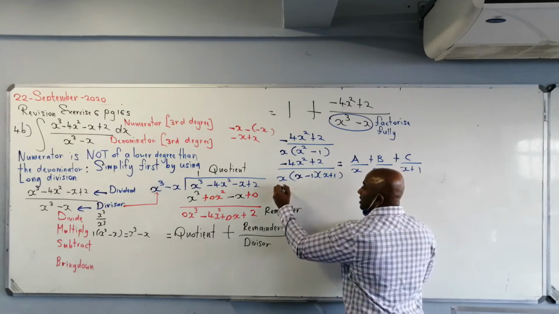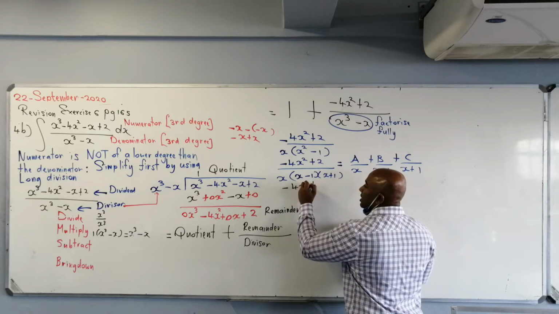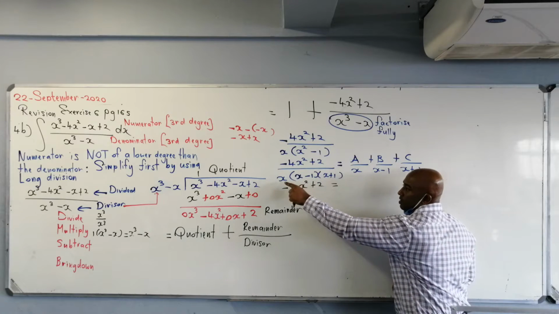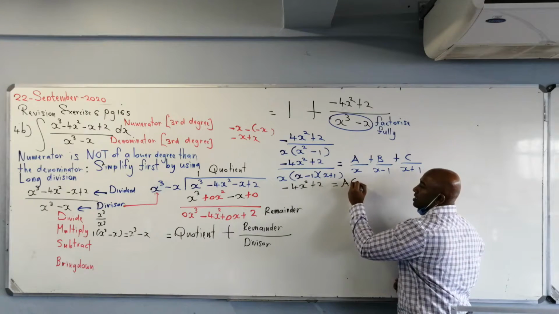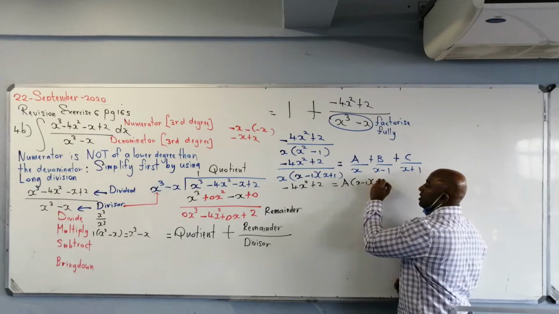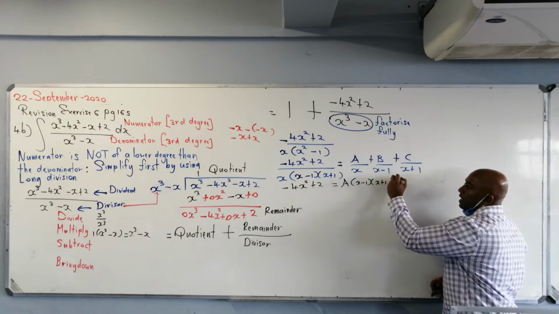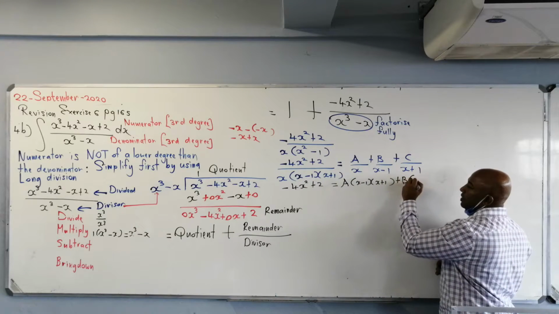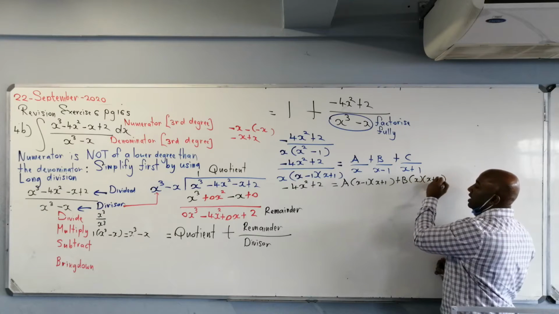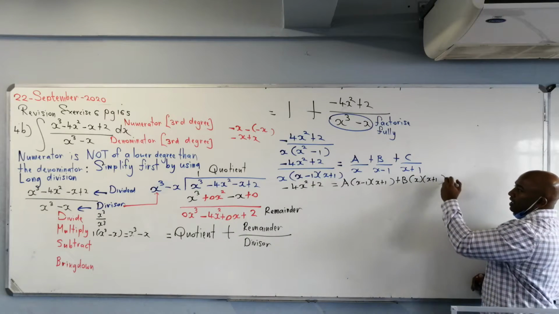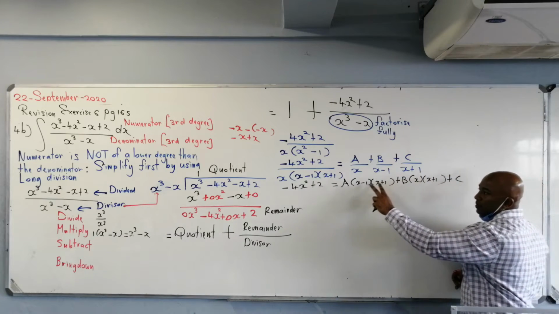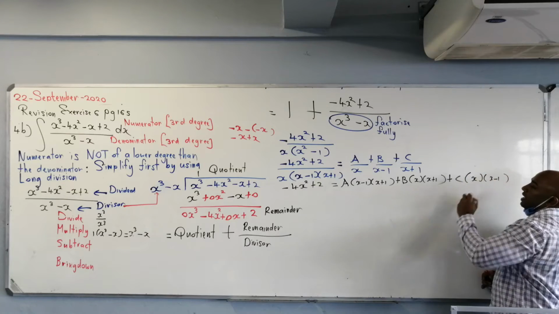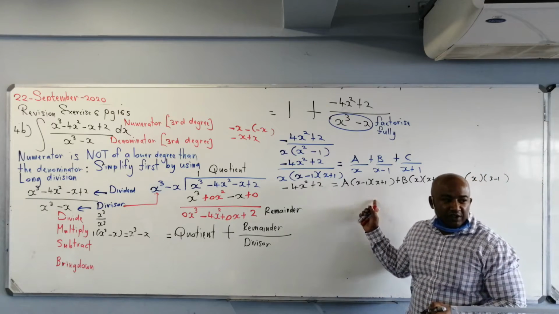So let me do that quickly. That will be minus 4x squared plus 2. And on this side, this x will cancel with x, so you're left with a times x minus 1, x plus 1. Then you got plus b, x minus 1 will cancel with x minus 1, so I'm left with x times x plus 1. And then I have c, x plus 1 will cancel with x plus 1, so I'm left with x times x minus 1. The partial fractions is easier, you can see.